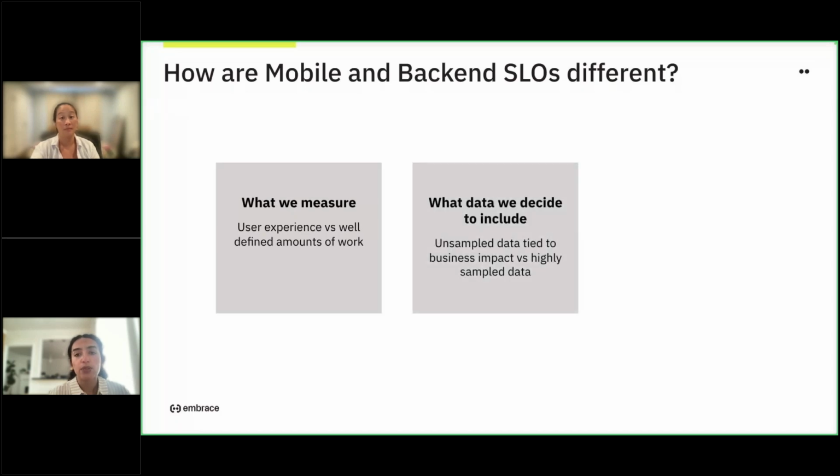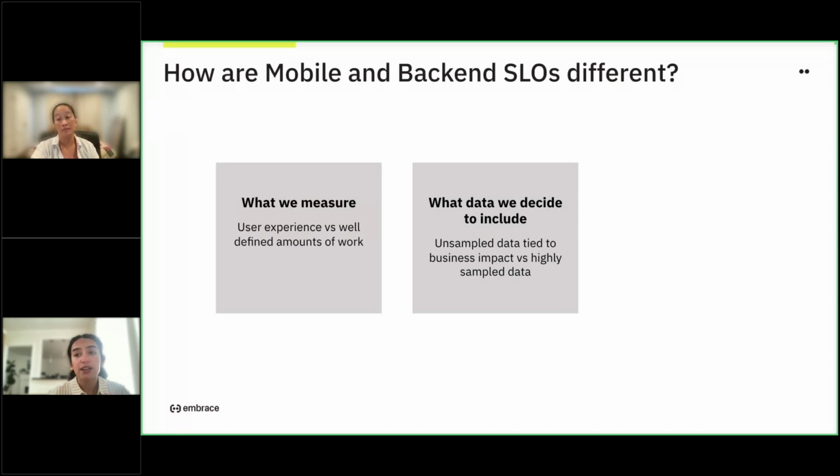Second of all, the data that we decide to include will differ for mobile versus backend SLOs. So backend environments are fairly controlled types of environments. There's not a ton of variability that happens. And this makes sampling your data very cost effective if you want to understand what's happening.